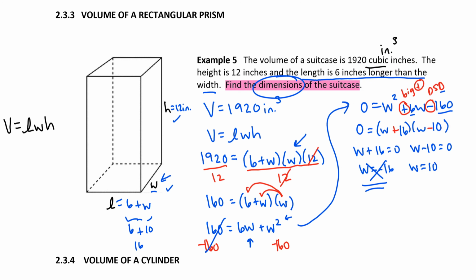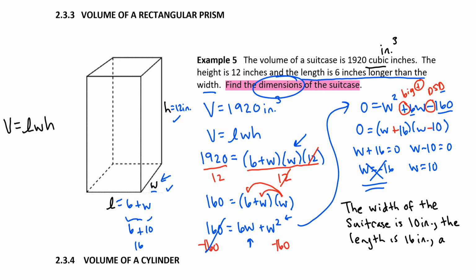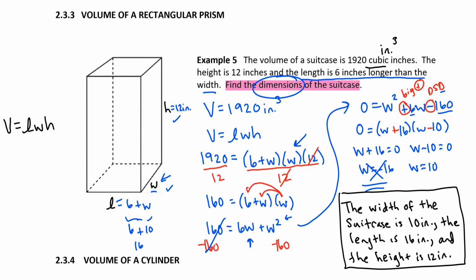When we respond, we want to make sure and include units in our answer. So in conclusion, the width of the suitcase is 10, and remember units, inches. The length is 16 inches, and the height is 12 inches. That was given, but we'll include it in our answer just to be thorough.